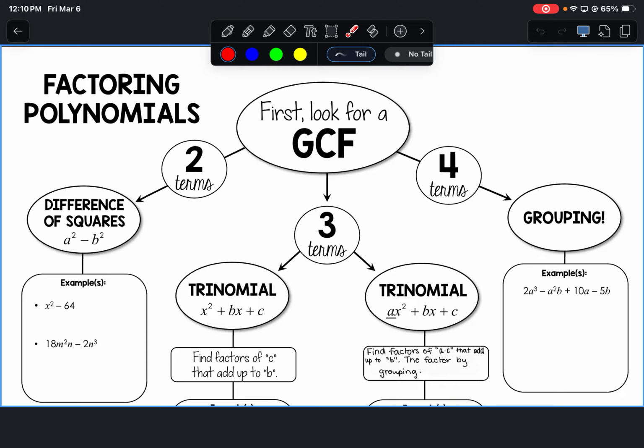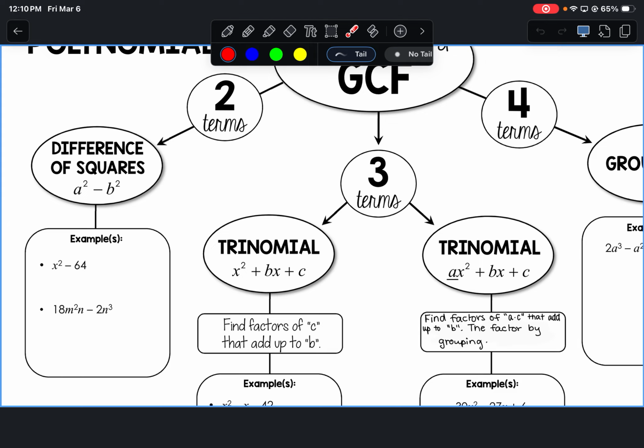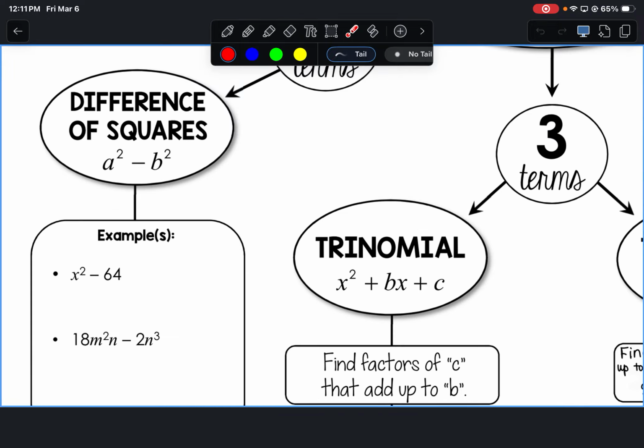Depending on how many terms it has, it changes how we address the problem. So if we look at a polynomial with two terms, once we check to see if it has a GCF, when it is two terms, it can just have a GCF, and that's okay. But whenever it is two terms, it will often have a difference of squares. So we're going to look at what to do in the case of a difference of squares.